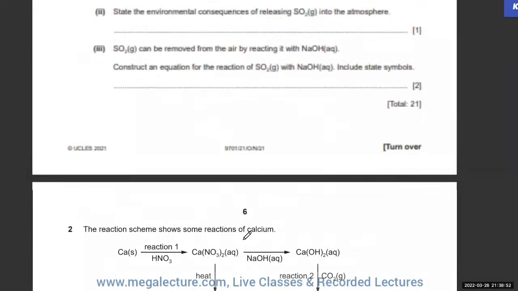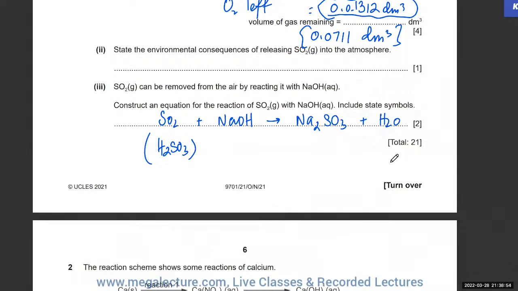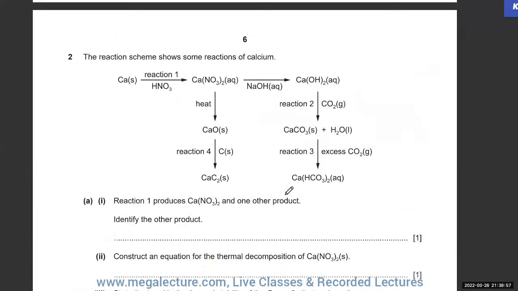And the first question was pretty big. It's 21 marks. Let's try the next one. It's identify the product produced. Reaction number 1, calcium with acid produces. So metal plus acid produces salt plus H2 gas.